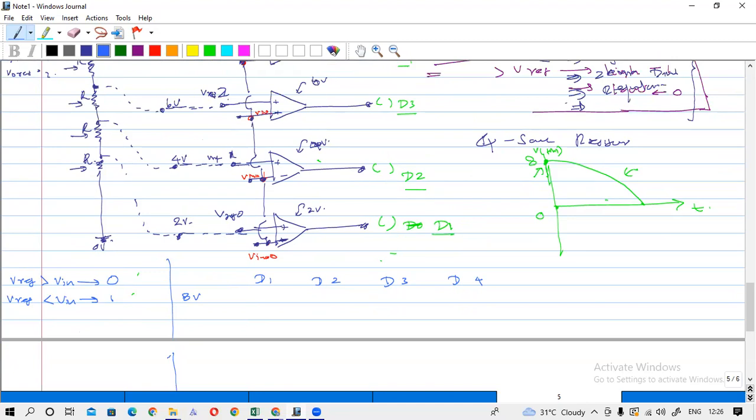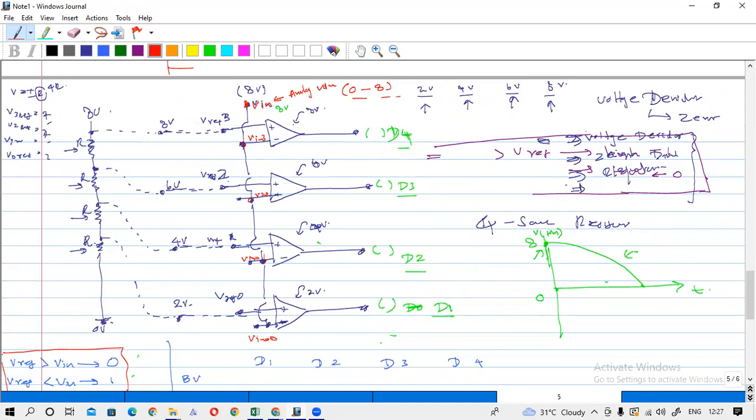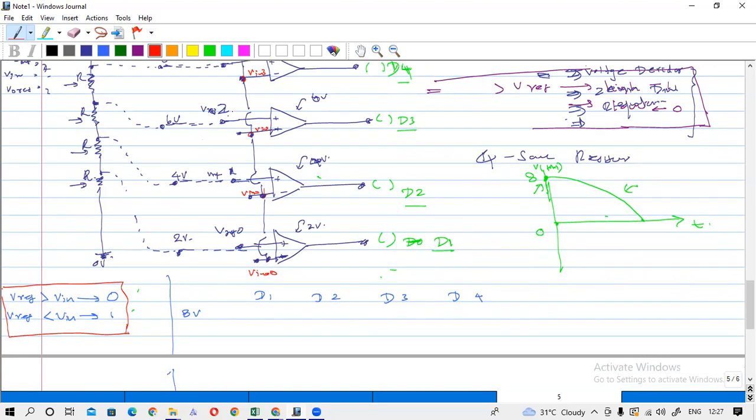So use this condition. And the 8 volt is here. So you are given 8 volt. Okay. So tell me what are the values at D1, D2, D3, and D4.